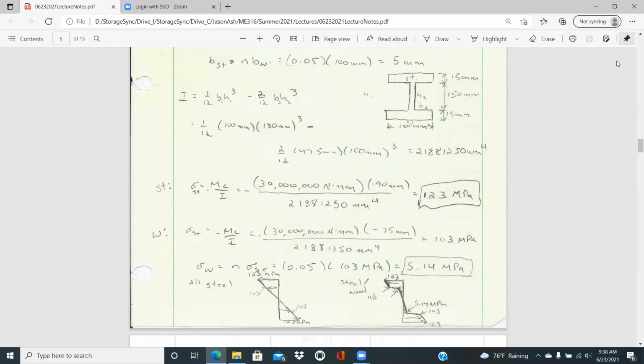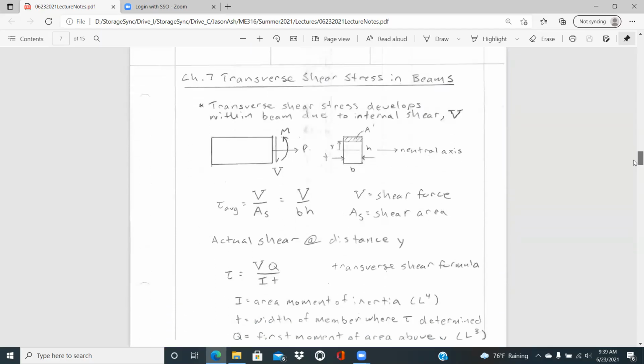And so that concludes our discussion on the bending stress that develops in the beam based on that internal moment that develops. And we have also talked about that internal shear force that develops in a beam, and that's going to result in a transverse shear stress. And so that's the topic of chapter 7, the transverse shear stress that develops within a beam due to the internal shear.